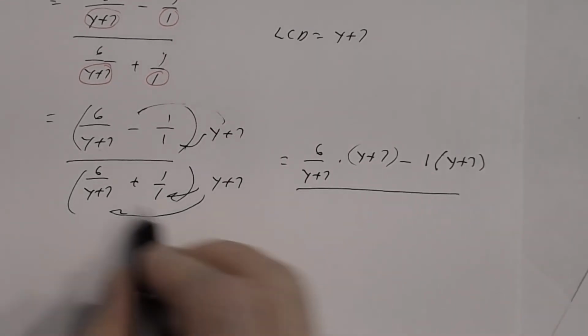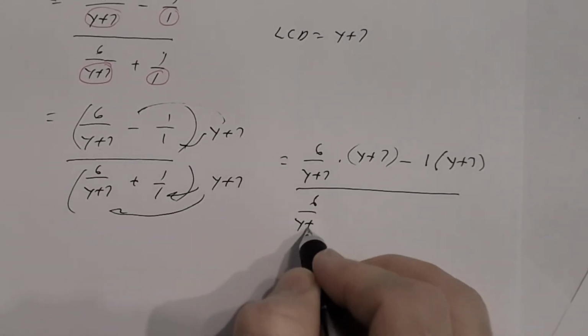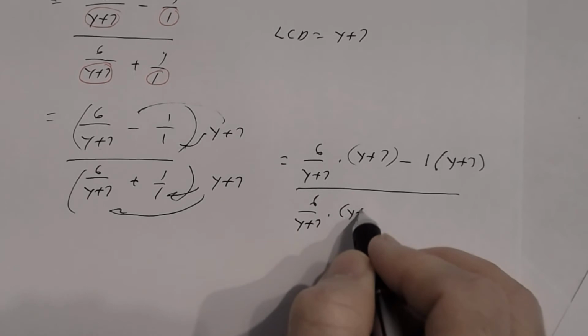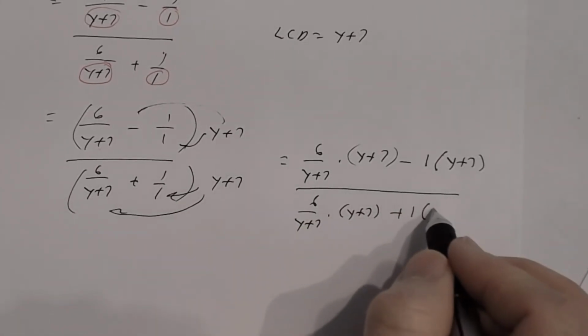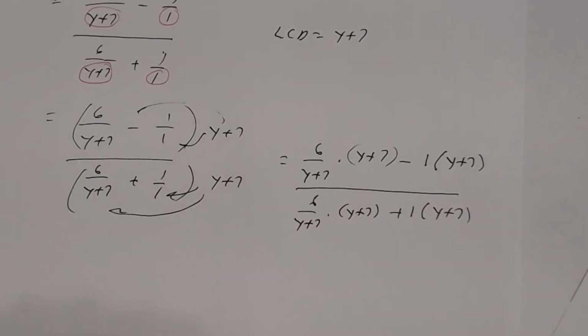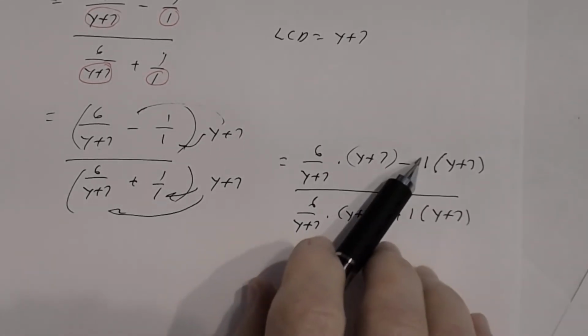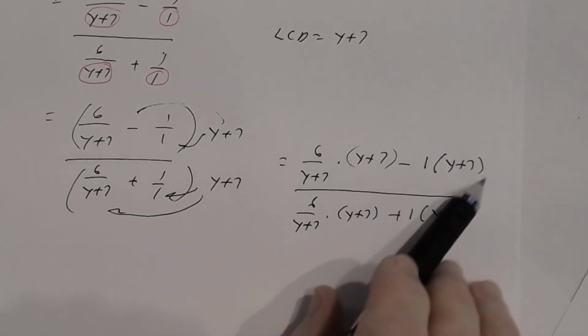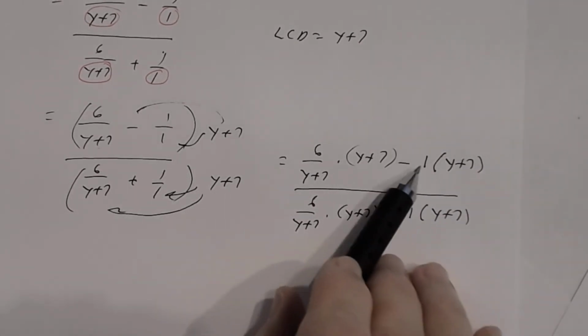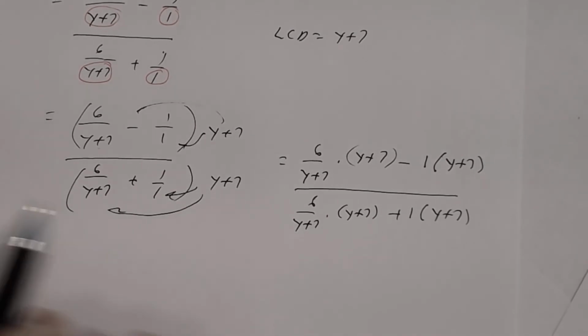Divided by, and then 6 divided by y plus 7 times, again, y plus 7, plus 1 over 1 is just 1, times, in parentheses, y plus 7. Now the reason I told you to put this in parentheses is that if that was a 2 or some other number, then every term in here needs to be multiplied by that number.